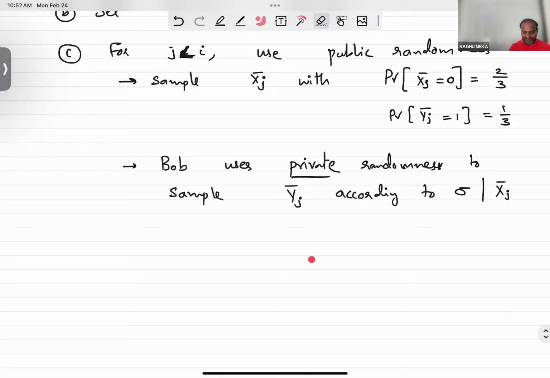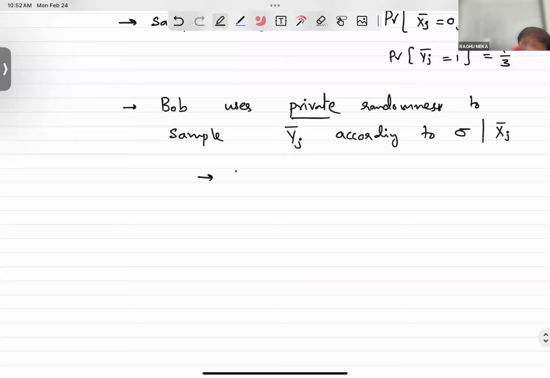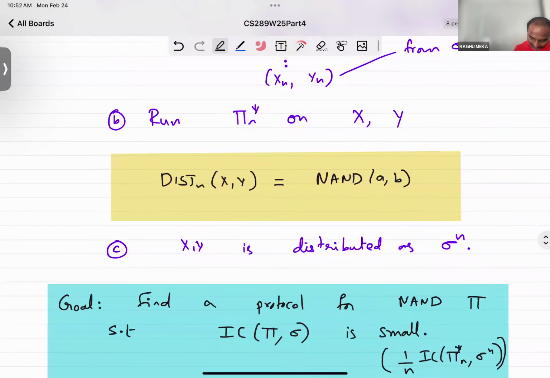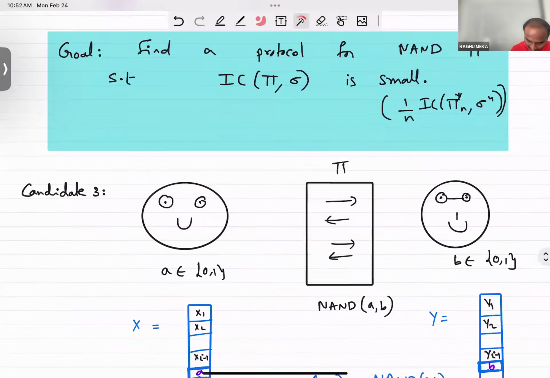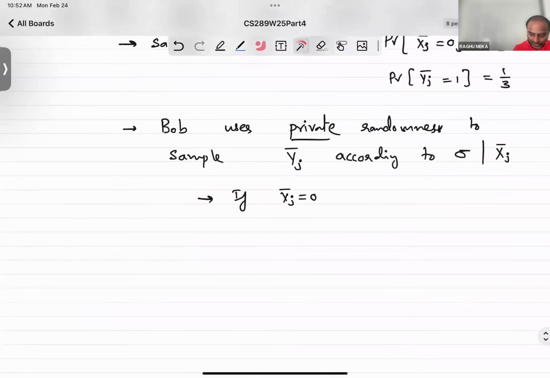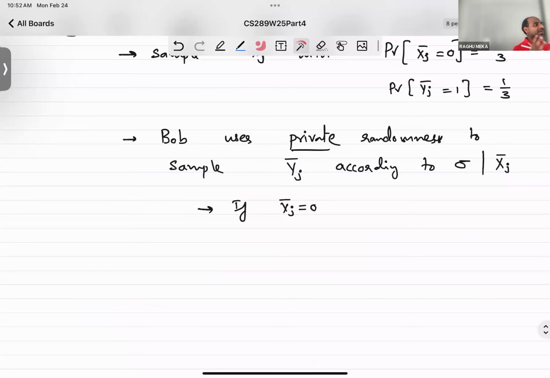Okay. So what does this mean? If xj bar equals 0, then the conditional distribution on y is uniform. There's 0 and 1, each occurs with probability half, right? So the goal is to have xj and yj have the same distribution as sigma. Now I sampled xj. So how should I sample yj? From the conditional distribution. Okay. But the point is Bob is using private randomness to do this.